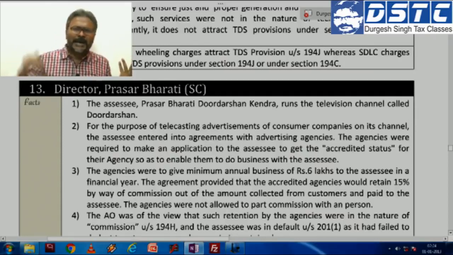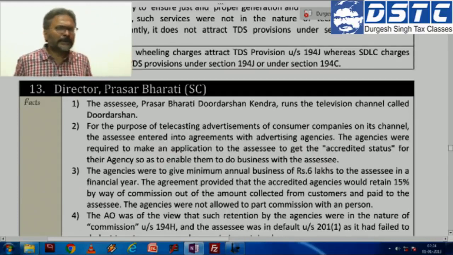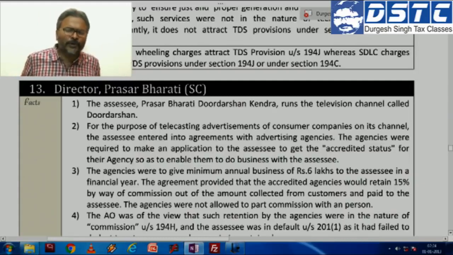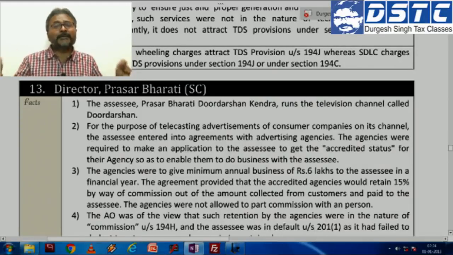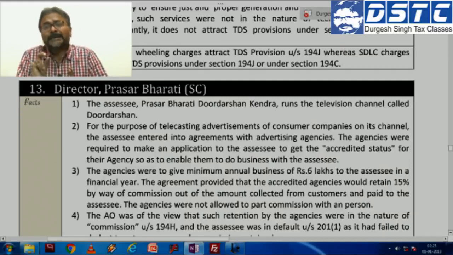Why is it so? The same logic we have given for the newspaper agency applies to the television companies. The agencies looking out for advertisements were not acting as an agent for a particular television company. And because they were not acting as an agent, the question of that amount being considered a commission does not arise.